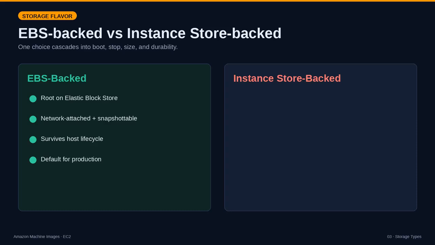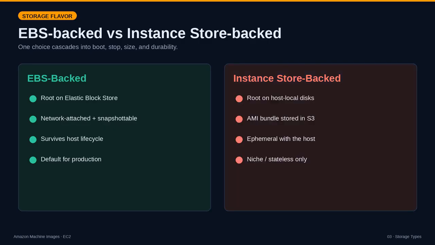Here is the split that decides how your instance behaves under stress. AMIs come in two storage flavors: EBS backed and instance store backed. EBS backed means the root volume lives on Elastic Block Store, network attached, snapshotable storage that survives the life of a single host. Instance store backed means the root lives on disks physically attached to the hypervisor host, and the AMI bundle itself sits in S3 until boot time. That one choice cascades into boot speed, whether you can stop the instance, how big the root can grow, and whether a host failure erases your data.